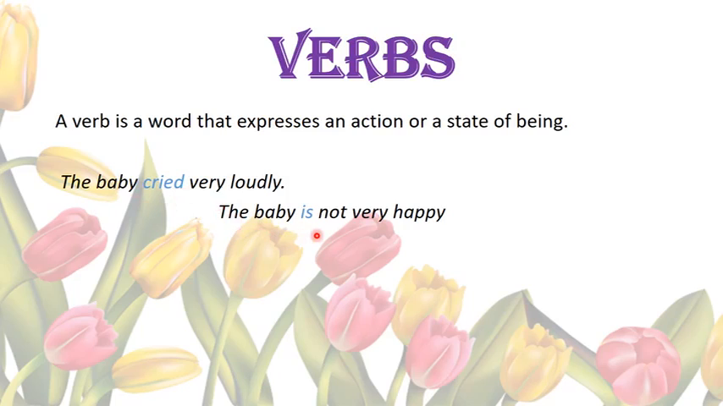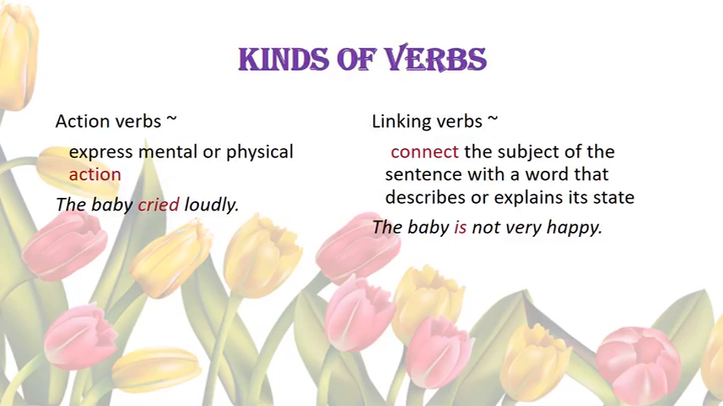In the next example, the baby is not very happy. Is the helping verb, but over here it is going to be a linking verb, which is the only verb in the sentence to describe the condition of the baby. So we call it a linking verb. Let me explain these verbs in a little more detail. Action verbs express mental or physical action: the baby cried loudly. And then we have the linking verbs, which connect the subject of the sentence with a word that describes or explains its state: the baby is not very happy.